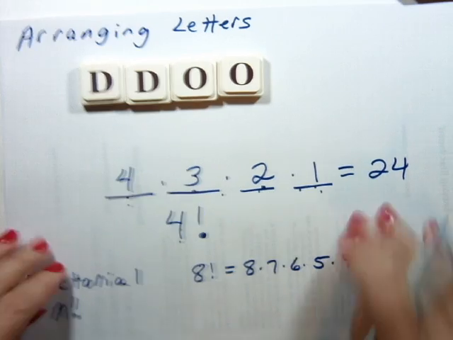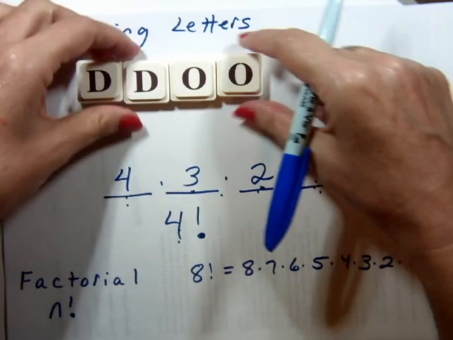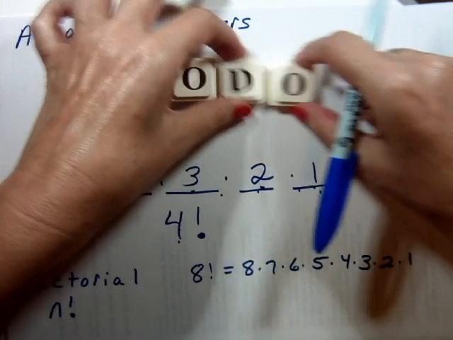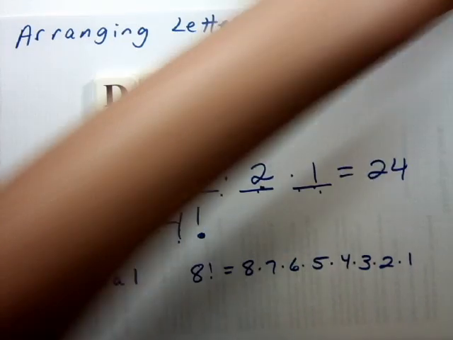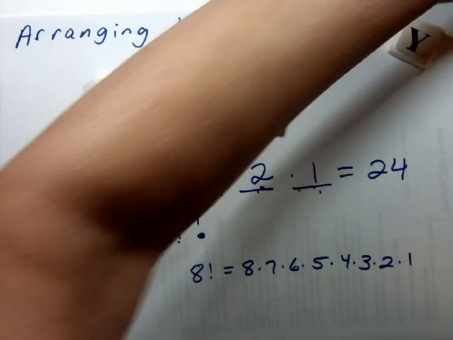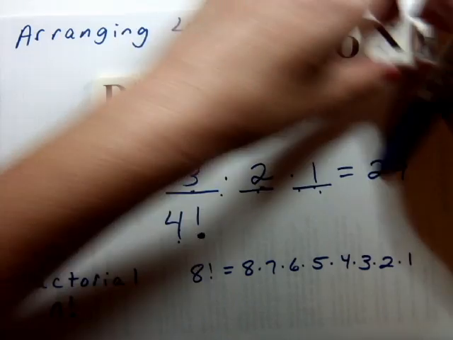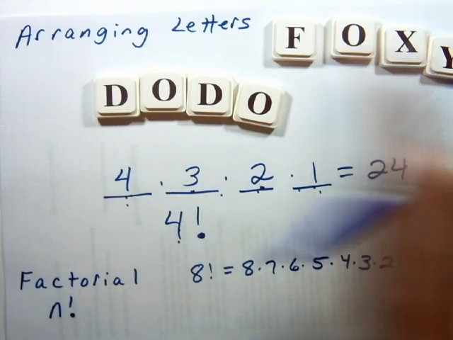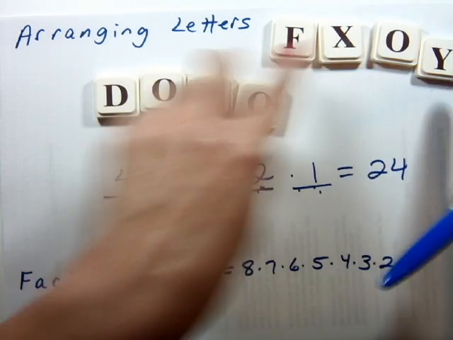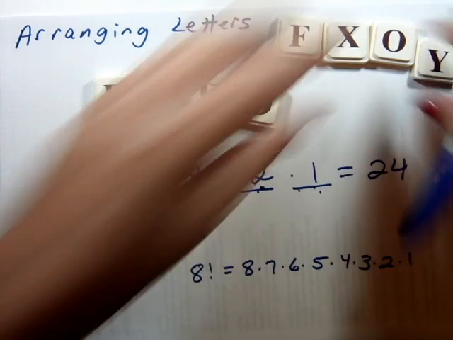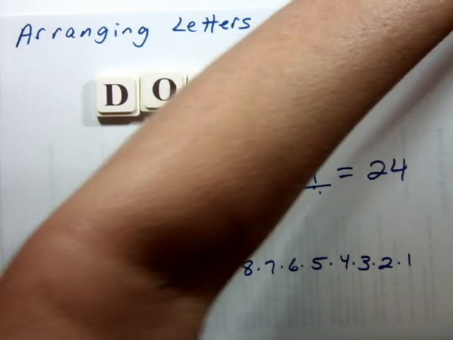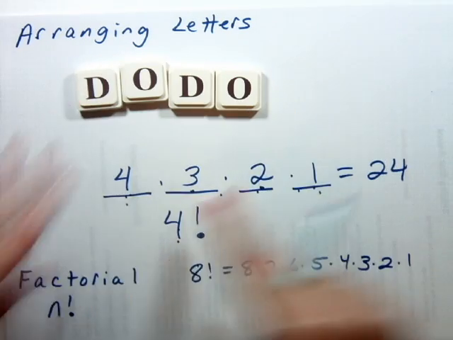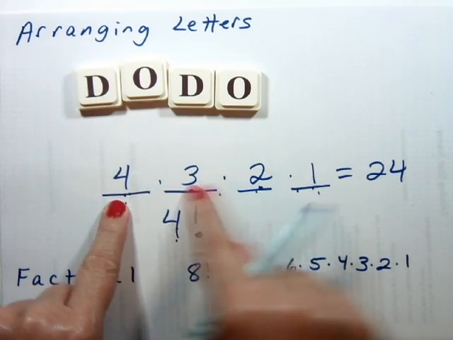Now that I know that's how I do factorial, let's go back to Dodo. Now on Foxy, none of my letters were the same. Remember, I was choosing, but once I chose the F, there were none alike. So if I switch any of these, I get a different grouping. So I didn't have to worry about doing anything different on Foxy. It was just 4 choices for the first, 3, 2, 1.